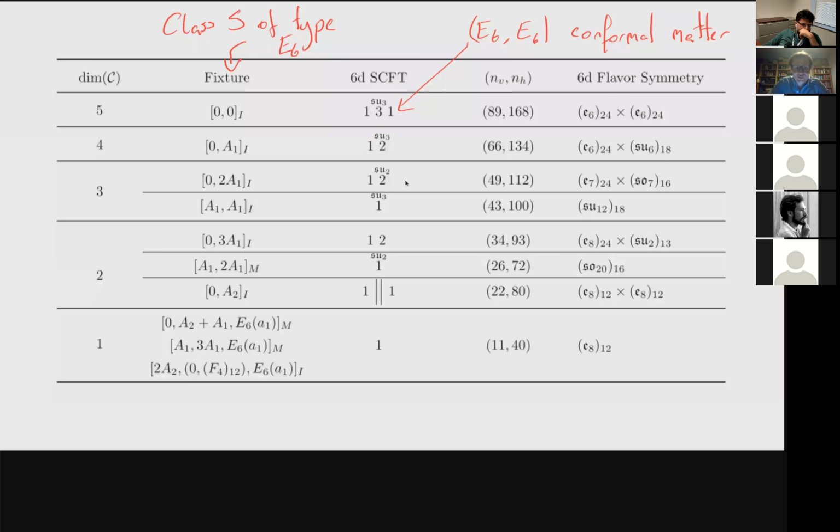So that gives us some motivation to claim that everything has a 6D (1,0) parent, because this is all possible fixtures that you can write down for type E6, where one of the punctures is simple.